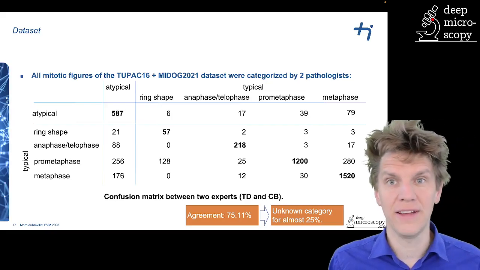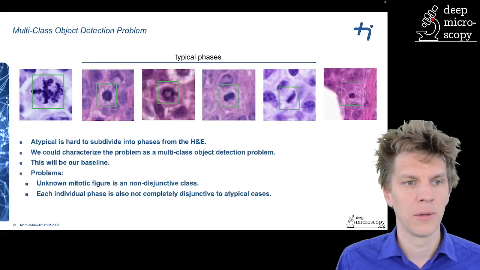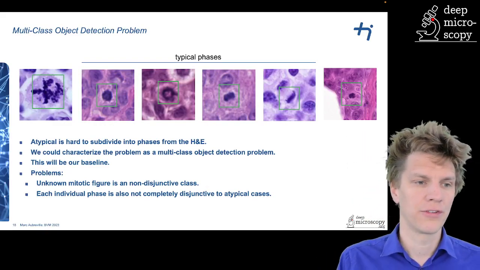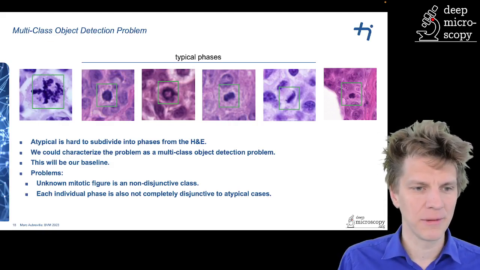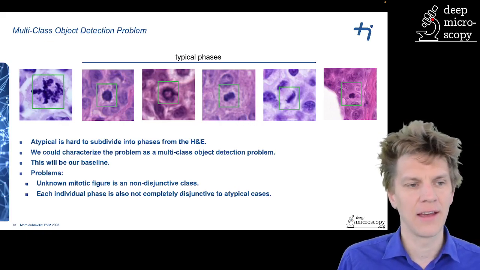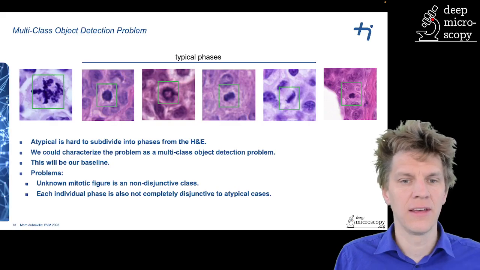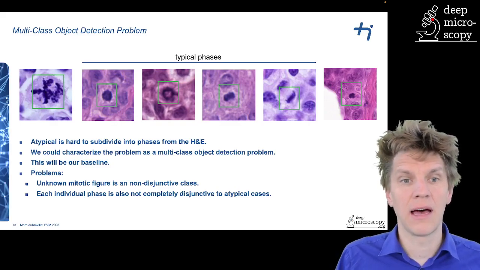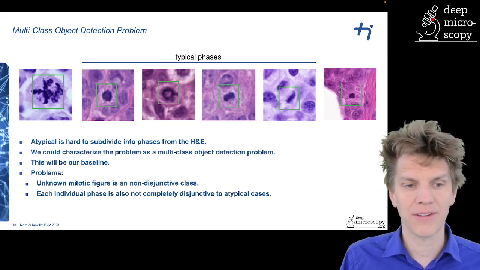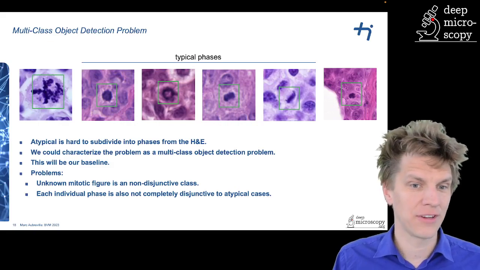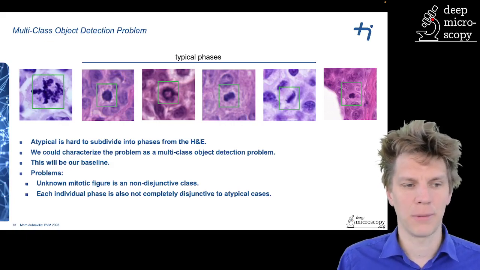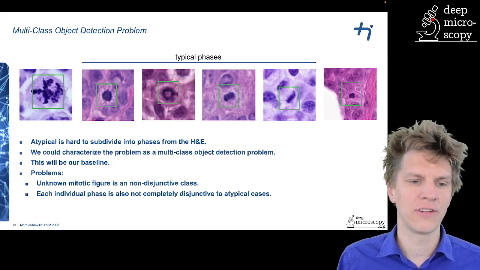If we wanted to phrase this as a typical object detection problem, then we would run into a couple of problems. But we can do this. So, I mean, in principle, the atypical is hard to subdivide into phases, right? So that's why we just say, okay, let's just take atypical and then the typical phases. And then we have another category, which is unknown, right? Which is on the right-hand side. So, yes, we could characterize this as a multi-class object detection problem, and we will also do this as our baseline. However, this has a couple of problems. First of all, the unknown mitotic figure is a non-disjunctive class.